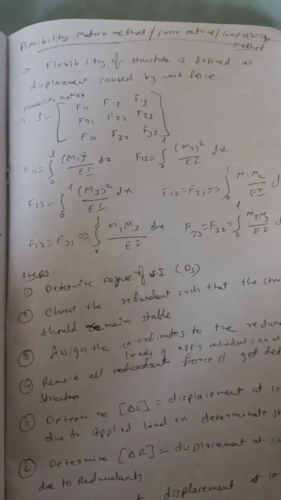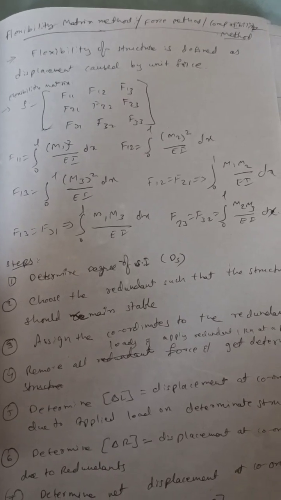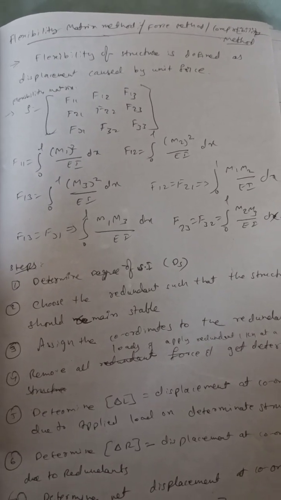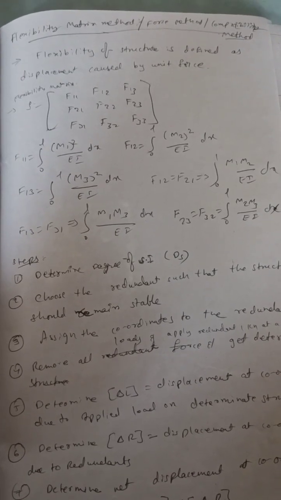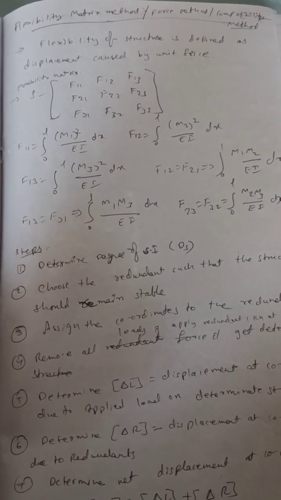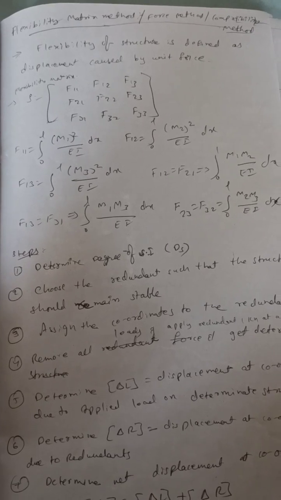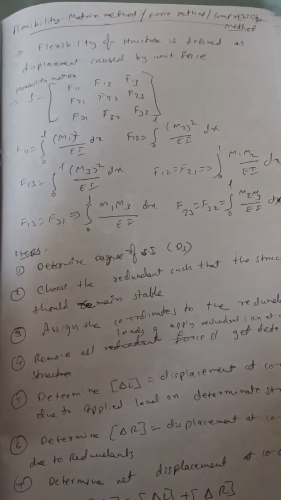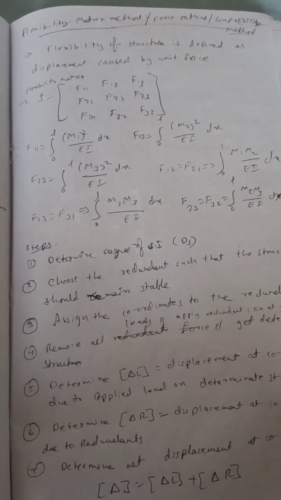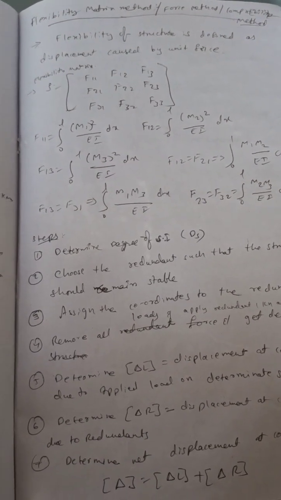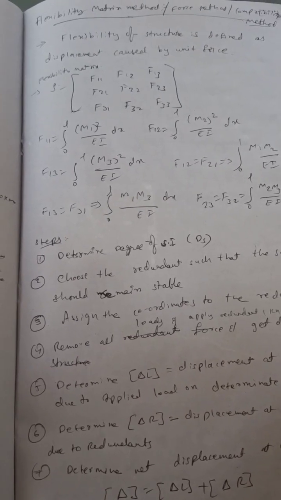Vikas Paul. In this session, we'll discuss the flexibility matrix method in structural analysis 2, civil engineering department, civil engineering subject. The flexibility matrix method is also known as the force method or compatibility method. In this method, forces are taken as unknowns, whereas in the stiffness matrix method, the displacements are taken as unknowns. Flexibility of a structure is defined as displacement caused by unit force.